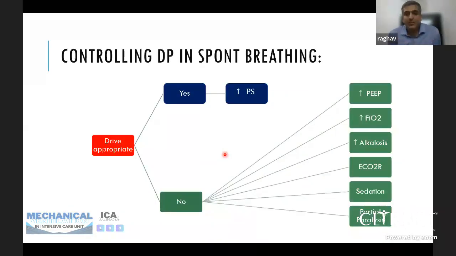So what happens if the patient is having excessive effort or is having high driving pressure while he is breathing spontaneously on pressure support mode? The patient is recovering, he's on pressure support mode, and he's having high driving pressures or excessive effort. What can you do? One is to increase the pressure support, which might lead to a decrease in the negative swings exerted by the patient.